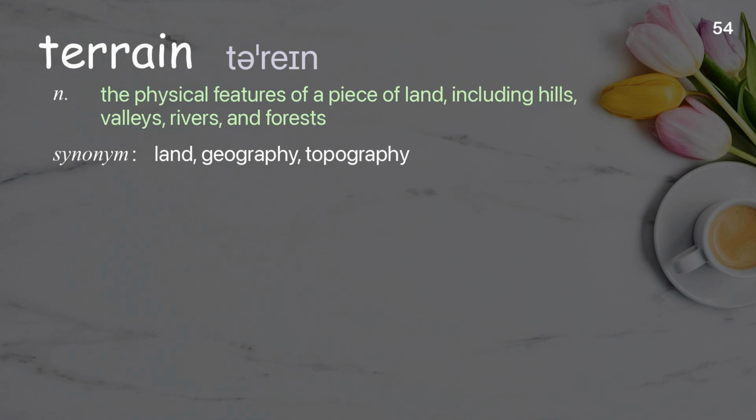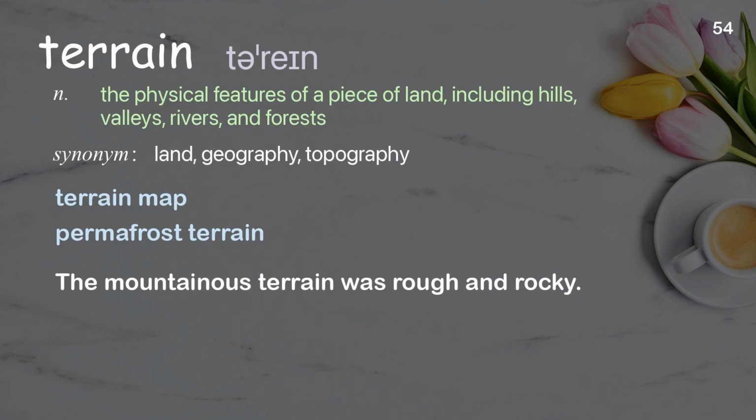Terrain: the physical features of a piece of land, including hills, valleys, rivers, and forests. Examples: terrain map, permafrost terrain. The mountainous terrain was rough and rocky.